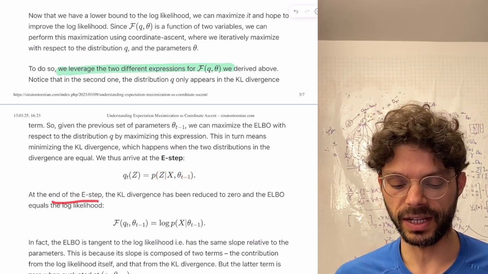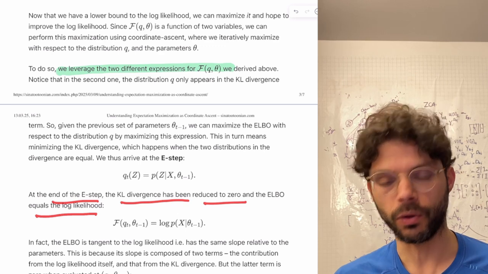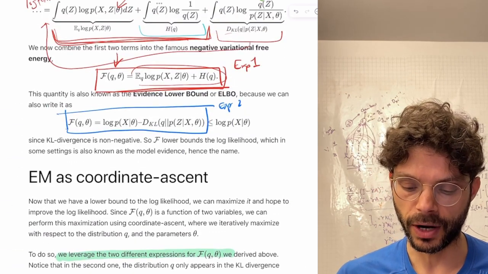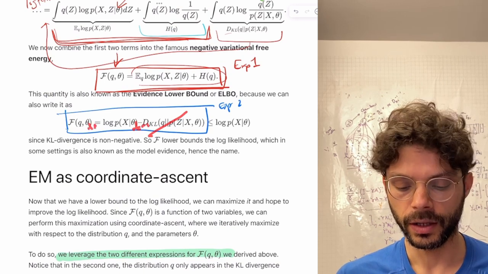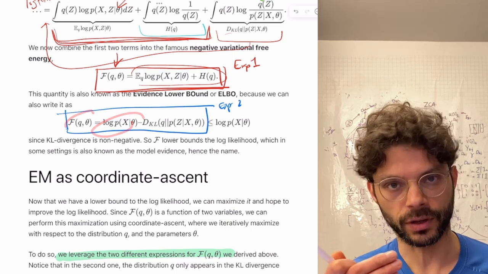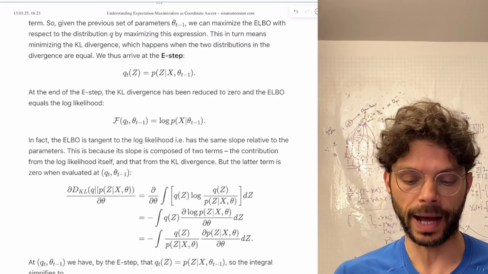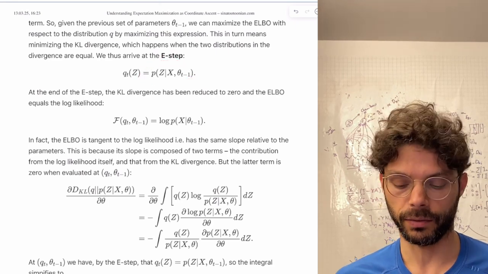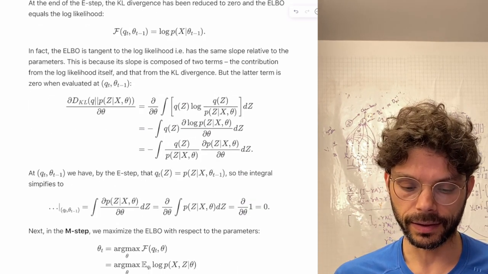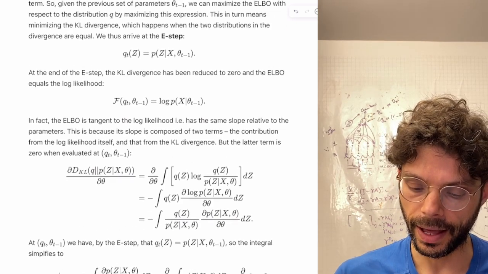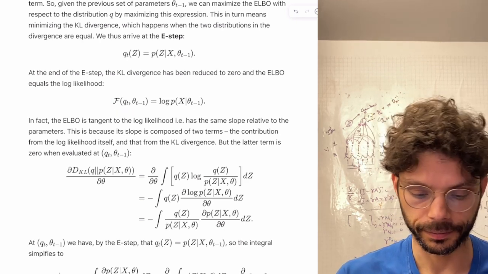Okay, so at the end of this E step, the KL divergence has been reduced to 0, and the ELBO equals the log likelihood, right? Because from this expression, we've just set this to 0, and we got parameters t minus 1. So we've actually matched the log likelihood. As long as Q is powerful enough to capture your posterior distribution, you can set it to match the posterior given the last set of parameters, and this expression will hold. So let's highlight that.